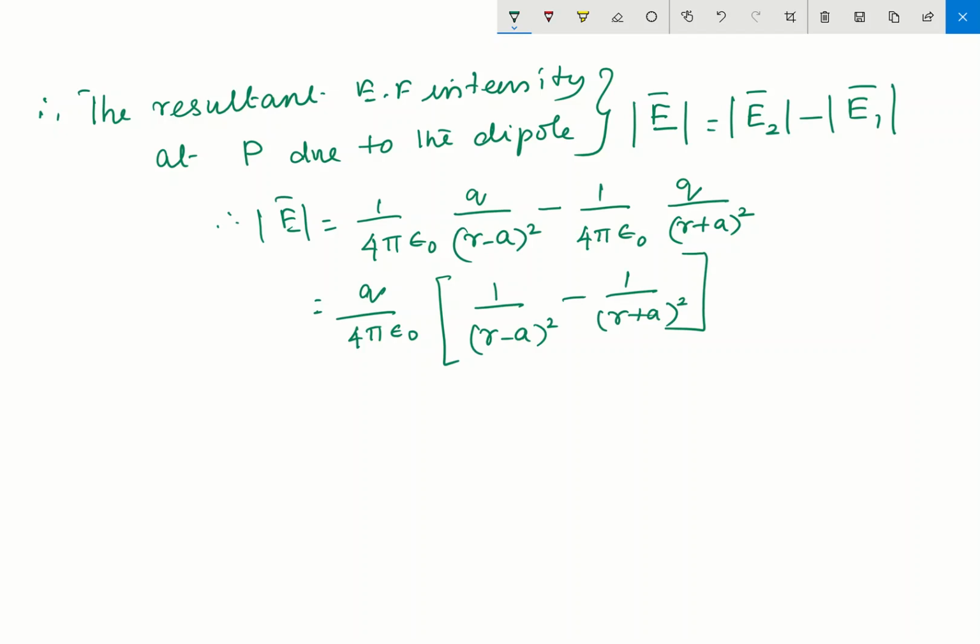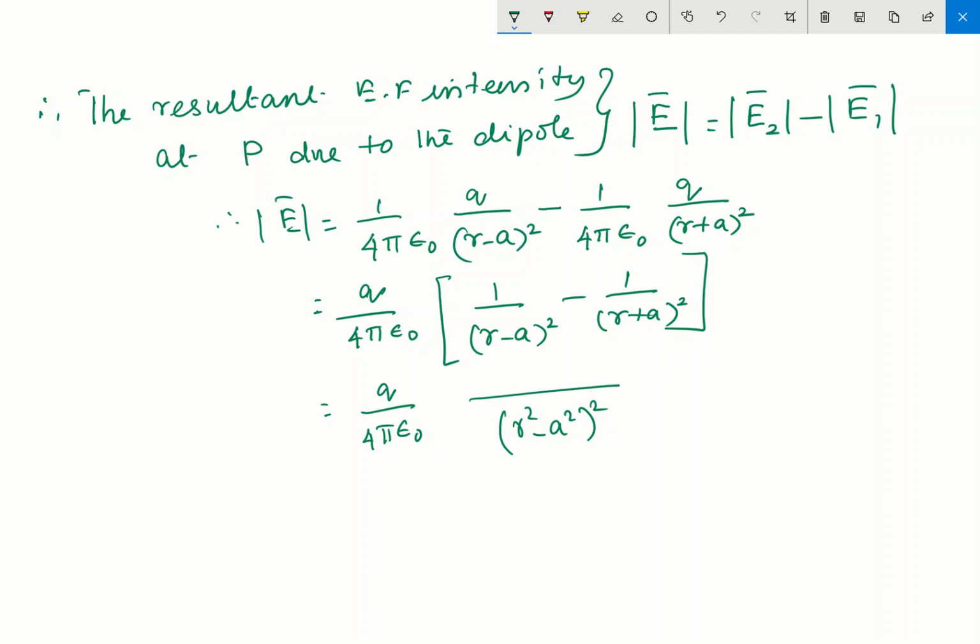Fine. Therefore, what is that equal to? Q by 4 pi epsilon naught into (R plus A) into (R minus A). Therefore, it will be R squared minus A squared, the whole squared, in the denominator. Okay.